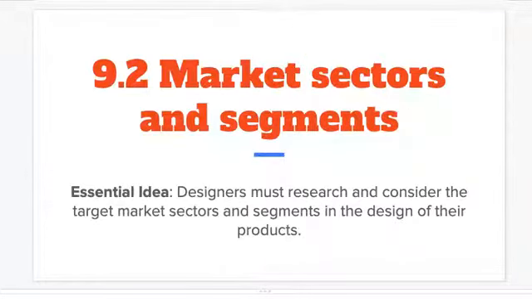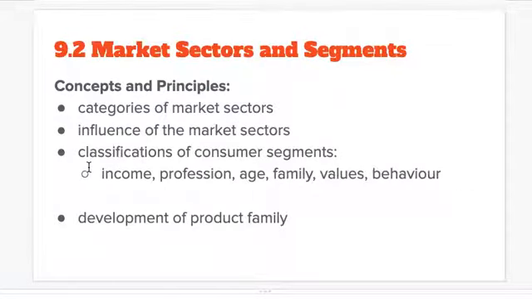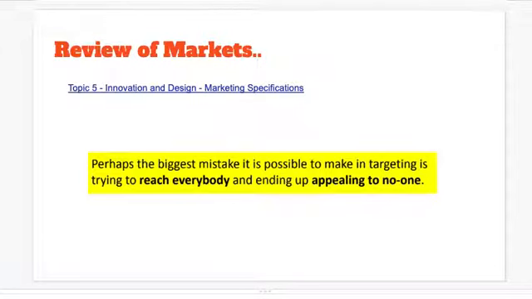So essential ideas: designers must research and consider market sectors and segments in the design of their products. I'll show you a couple of examples and talk about how the markets and segments are divided. Then there's a few other little things that we'll talk about as well, okay? So you've seen these, just another how it works. Sectors, right? The influence of the sectors, and then how those segments are divided, and then we'll talk a little bit about product families as well, because you can use sectors and segments to develop different types of products for product families, okay?